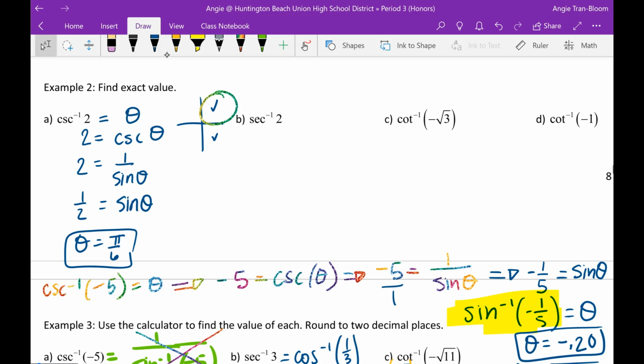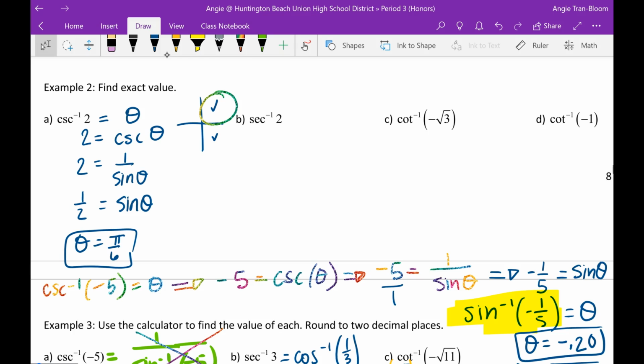Once you have an answer to B, can you talk to your peeps? And by the way, if you know it already, do you have to do all of this work? No, this stuff right here is just to recall your memory from the unit circle. But if you know secant inverse of 2 is right away pi over 3, then you just write it down. Yep, write it down. How about C?